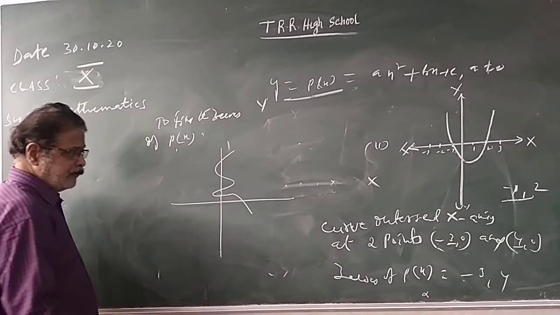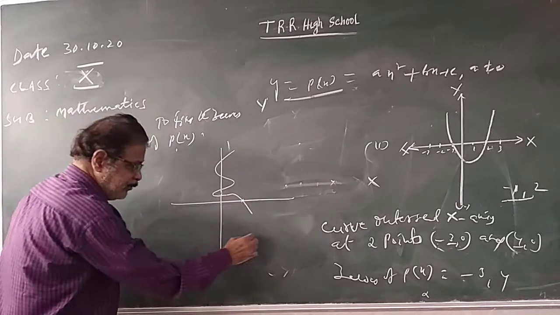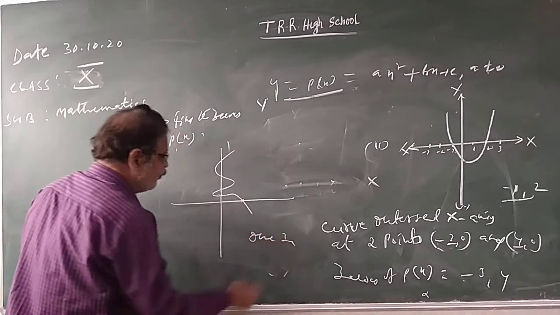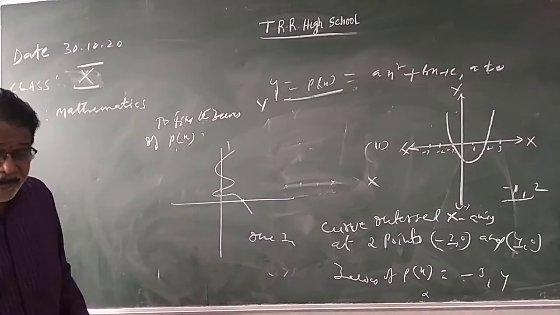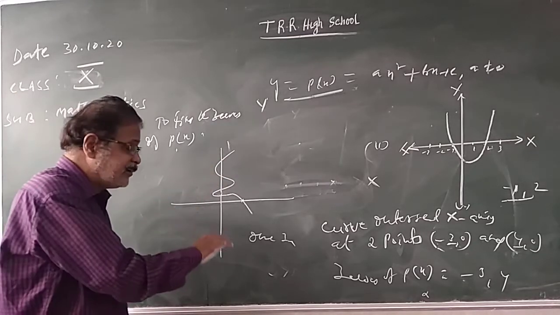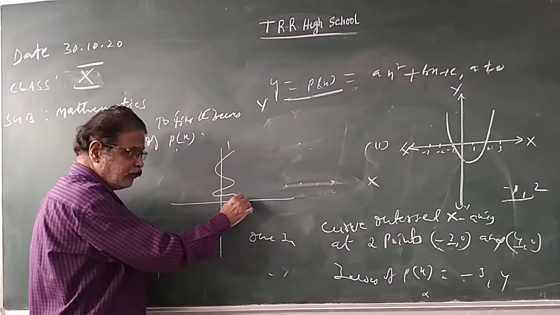Yes. Only 1 zero. It intersects the x-axis at only 1 point. If it intersects the y-axis, don't consider the y-axis. Where the curve intersects the x-axis, only there will you get the zeros. This curve intersects the x-axis at only 1 point.